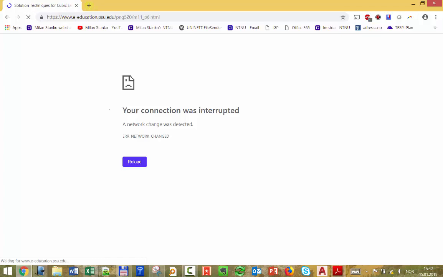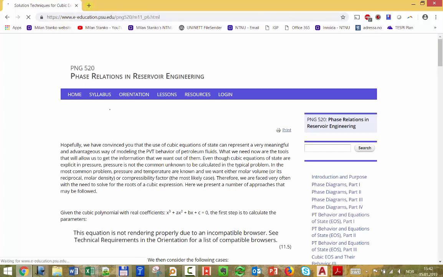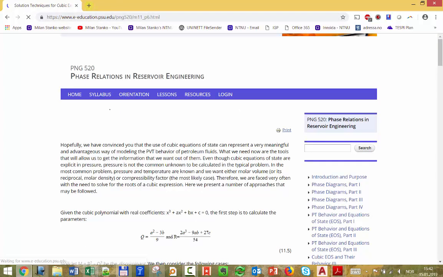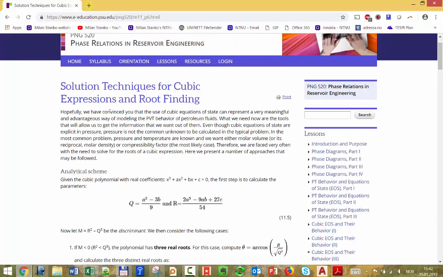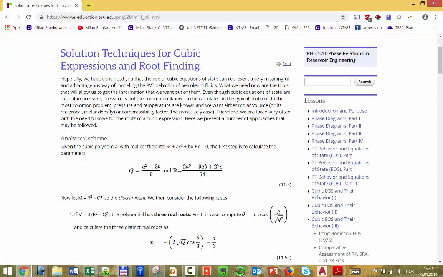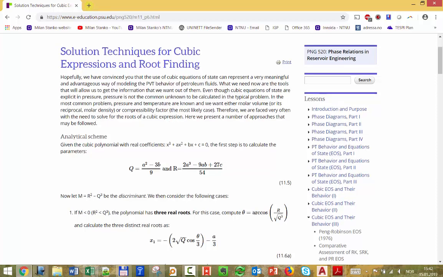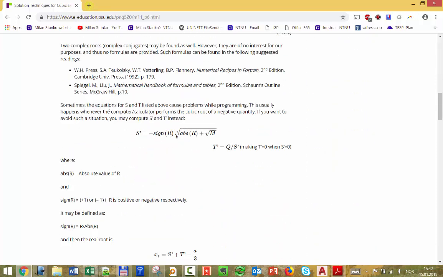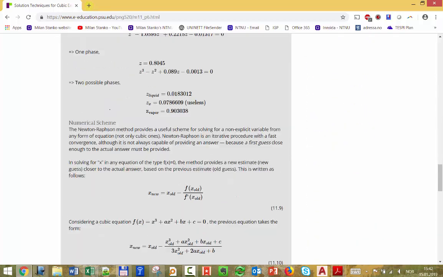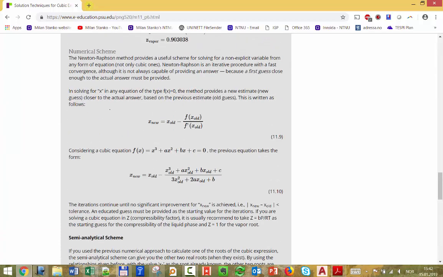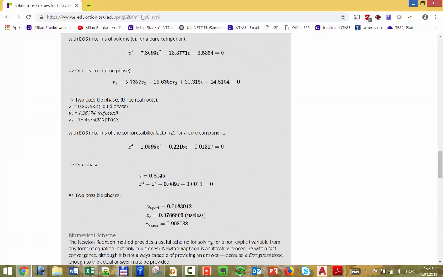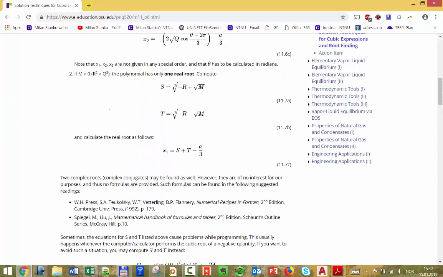Okay, solution. The name of the article is Solution Techniques for Cubic Equation of State and Root Finding. If you want to see how it's done, you want to refresh it. You have an analytical scheme, that's the one we are using here in this Excel sheet. Or you also have a numerical scheme, where you use a Newton-Raphson type. Semi-analytical or analytical. For this case, we're using the analytical. If you want to find the details, you see them there.